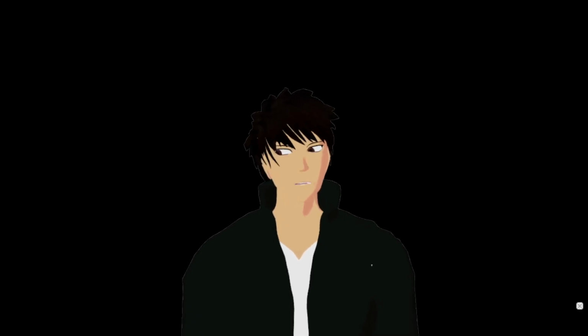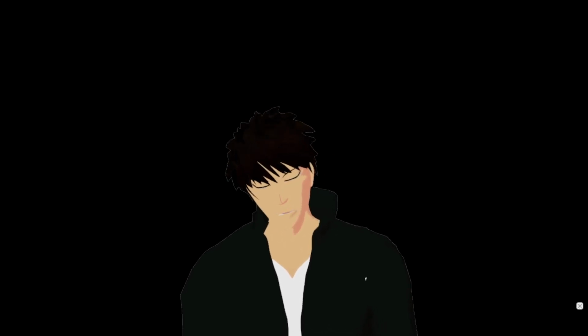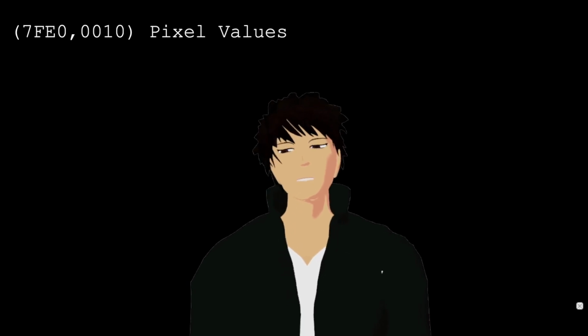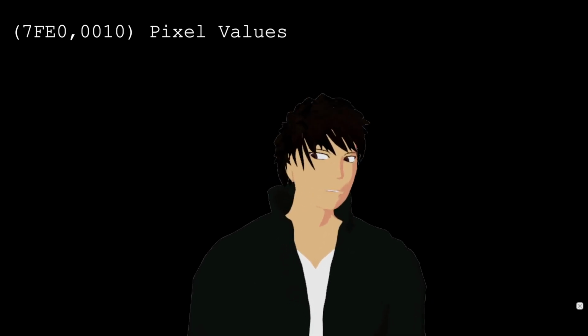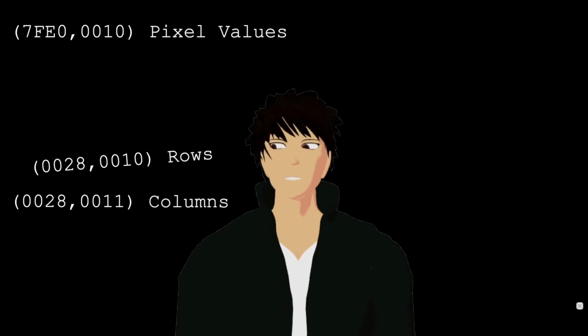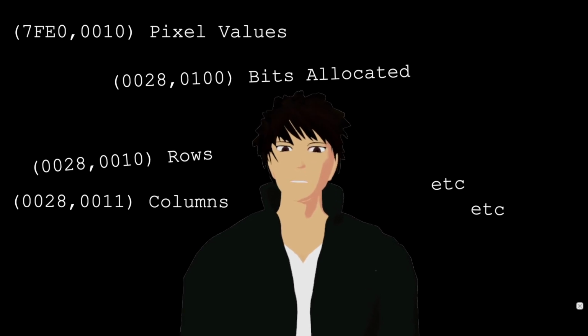In order to actually extract the image data, I need a couple things. One is, obviously, the pixel values. The other is information about how those pixel values are stored in the byte stream: the number of rows and columns, the number of bits allocated for bits per pixel, etc., etc.